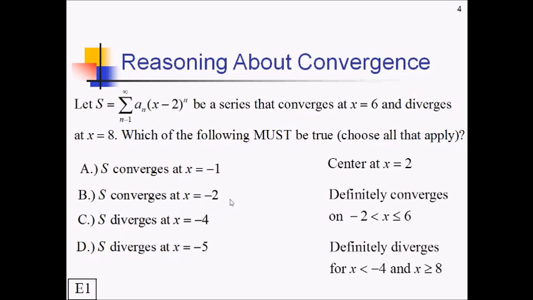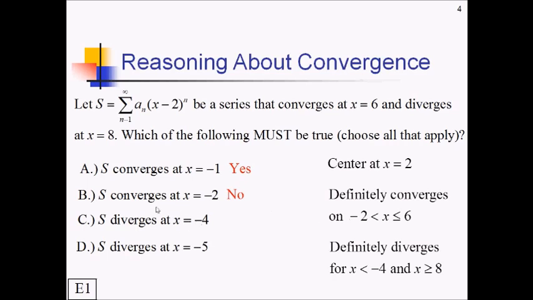Going through all of these now, S converges at x equals -1. -1 is between -2 and 6, so it must converge. It's closer than the converging point that they gave us. -2 is right on the border, and since they didn't give us that we converged at -2, that's ambiguous. That means we can't choose it yet. We'd need more information.